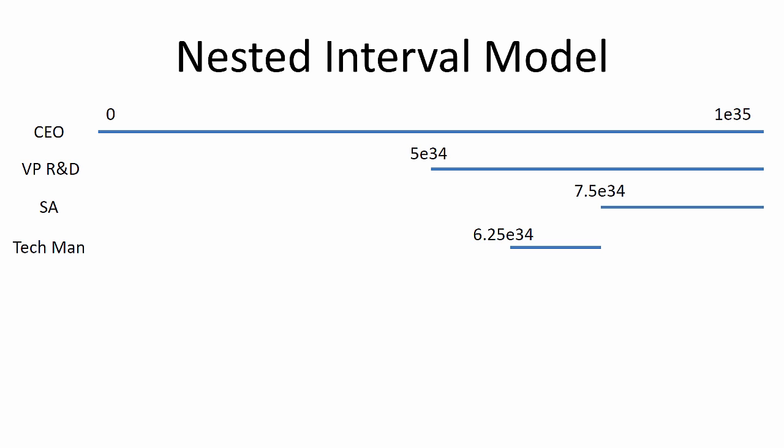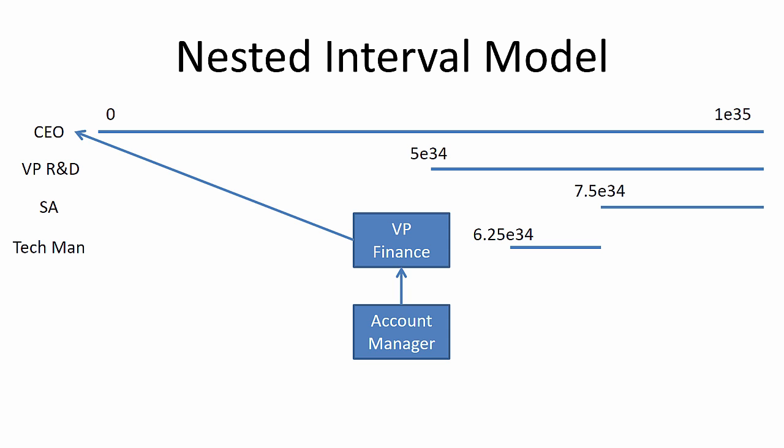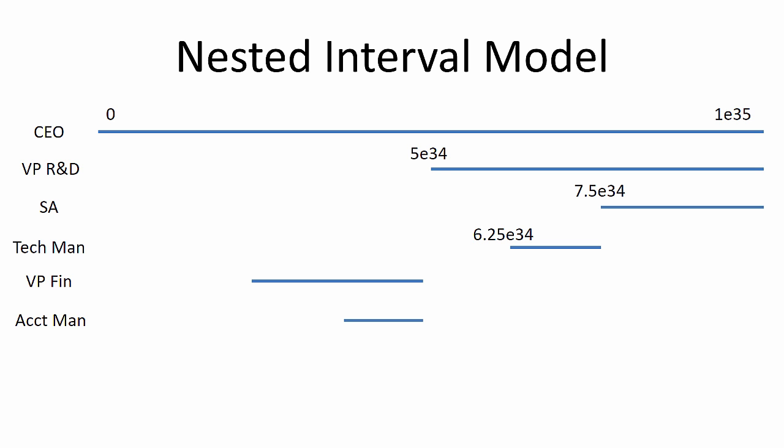And we're going to see that as we add the VP of Finance, the VP of Finance is going to get half of the interval from the CEO that doesn't have any children. And then the account manager is going to get half of the interval of the VP of Finance. And we can see that added there.